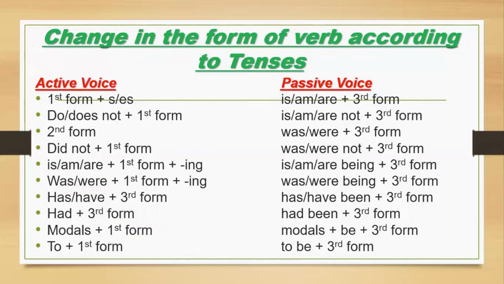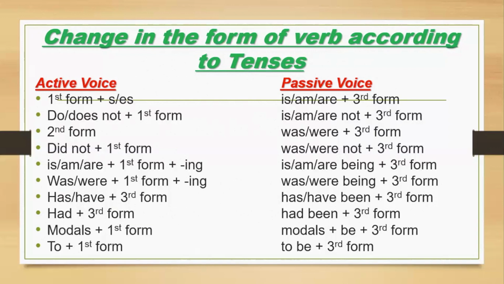First form of the verb plus s or es will change it into is, am, are plus third form of verb. In passive voice, you can see that third form of verb is written everywhere, in every rule. Yes, so this is the common thing in voice. If we want to change active voice into passive voice, then in active voice, either it is first form, or second form, or third form of the verb, it will change into third form of the verb.